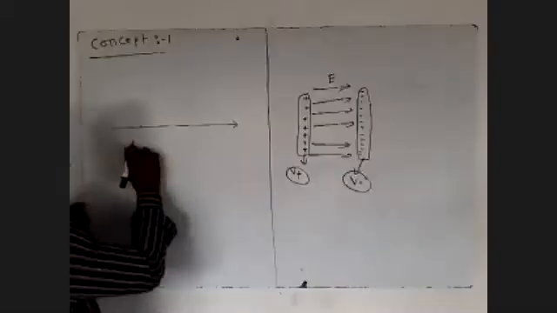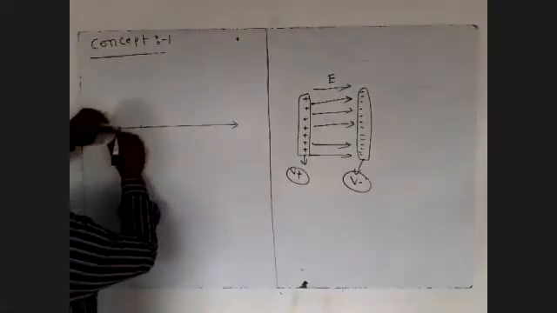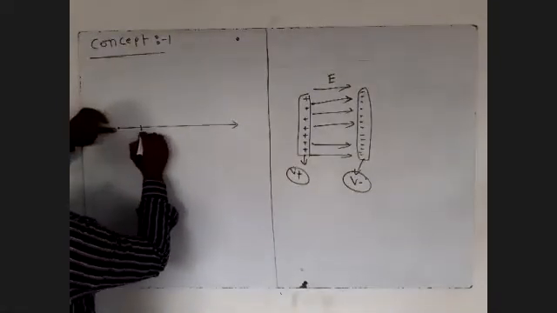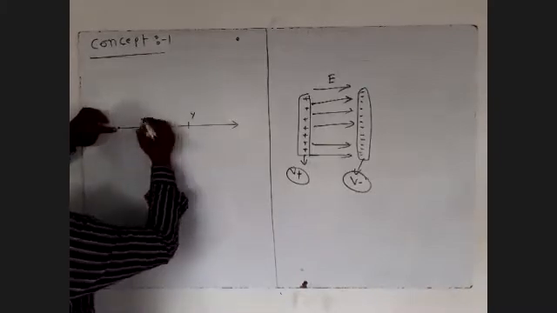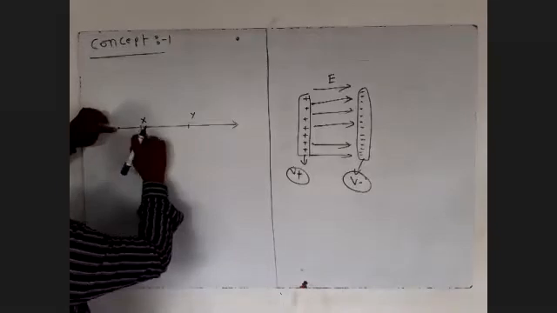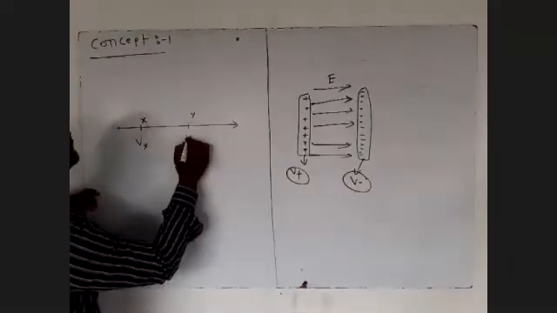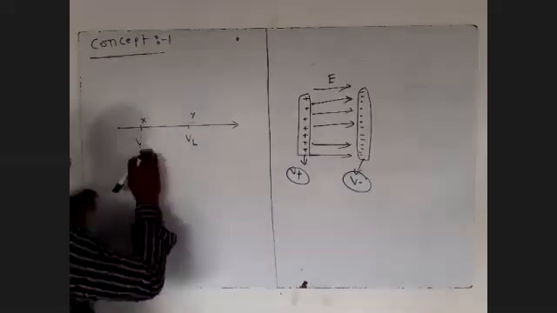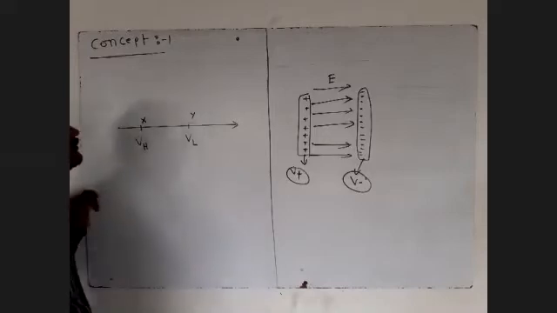At this point, this is the tail. This is the head, very near to the negative body. The tail is near the high potential. This is the X point and this is the Y point. At the X point we are getting high potential. At the Y point we are getting low potential.